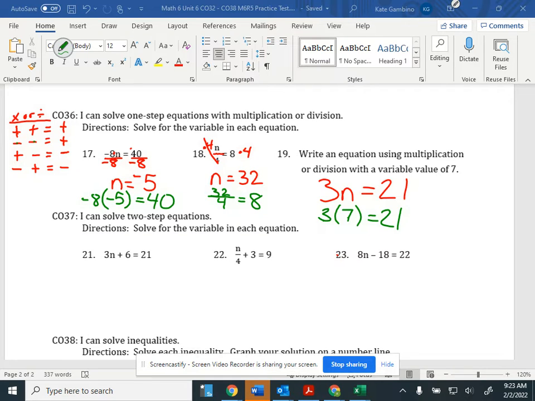Okay, how do we feel about our one-step equations? Adding, subtracting, multiplying, dividing. Show me your thumbs. How are we feeling? Okay, people are feeling very confident with this. Regan, you were gone yesterday. How are you feeling about one steps?